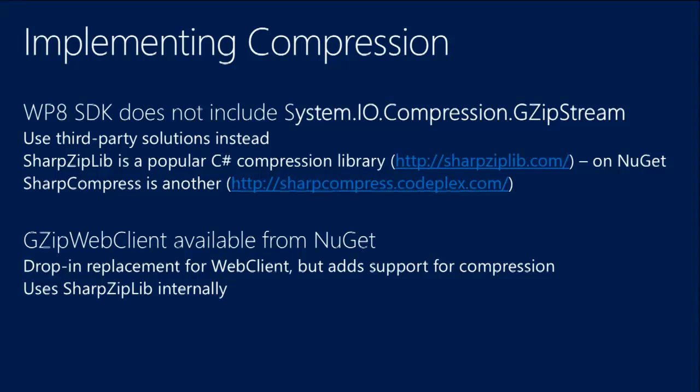And also on NuGet, one of the NuGet packages you can get is the GZipWebClient. The GZipWebClient is a drop-in replacement for WebClient. So instead of new WebClient, you just include the NuGet package and then you write new GZipWebClient. But to use it thereafter is exactly the same. Internally, it actually uses the SharpZipLib stream to compress and decompress data that's going over the wire. So it's very, very easy to use.